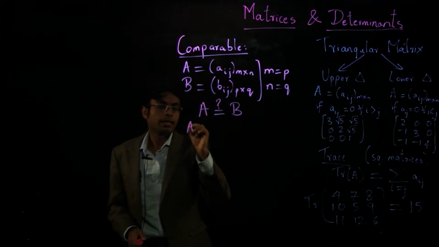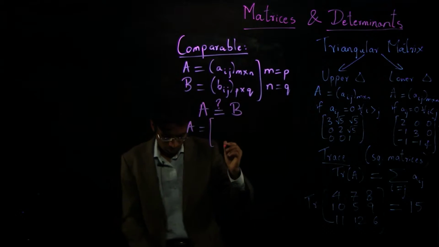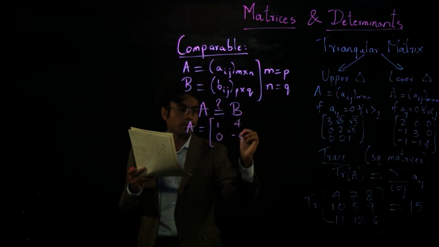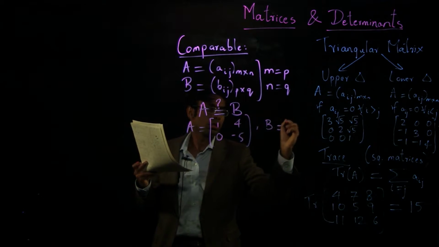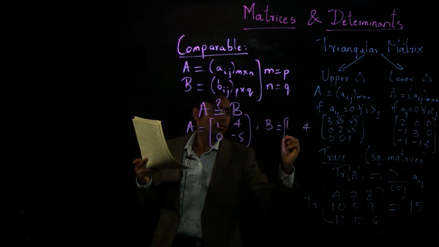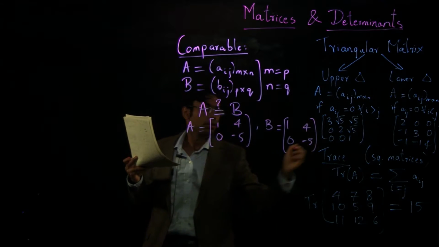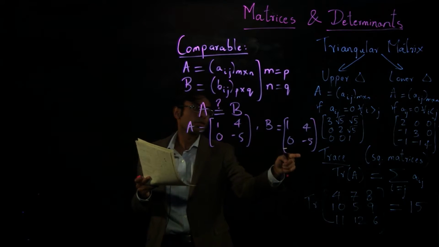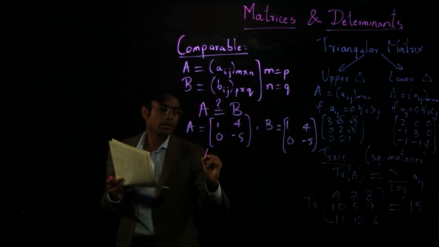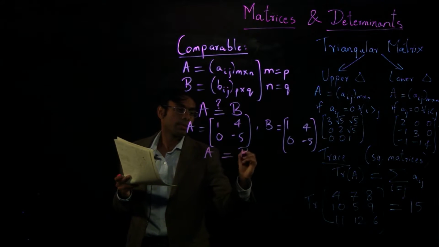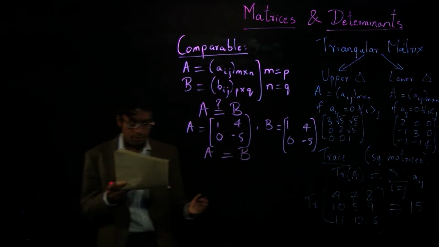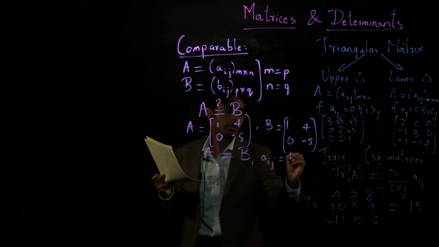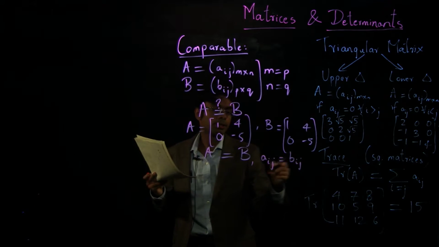So for example, if A is 1 0 4 minus 5 and B equals 1 4 0 minus 5, then you will notice that this is a 2 by 2 matrix, this is also a 2 by 2 matrix, and element by element you can compare that A equals B, because Aij equals Bij for all combinations of i and j.